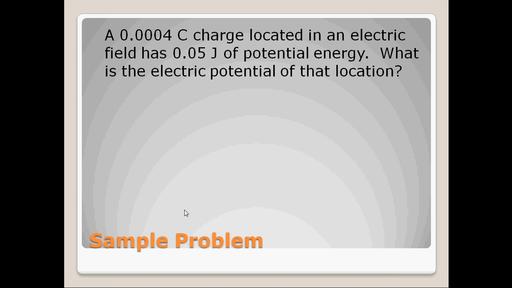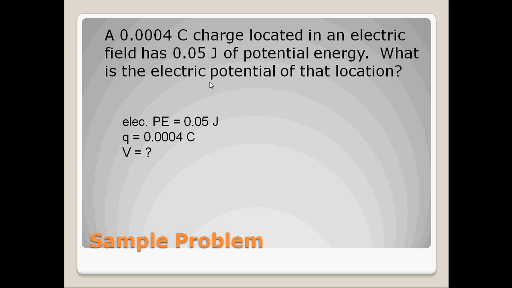We've got a 0.0004 Coulomb charge. It's hanging out in an electric field. We've got a potential energy measured for it. We want to figure out the electric potential of that location. In other words, a way to determine the overall field strength that will affect any test charge that wanders through it, whether it's this little 0.0004 Coulomb charge or a 5 billion Coulomb charge.